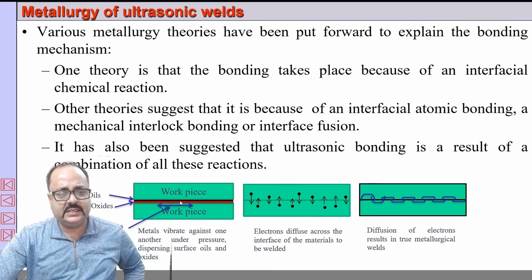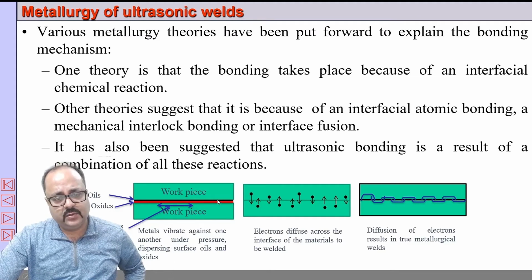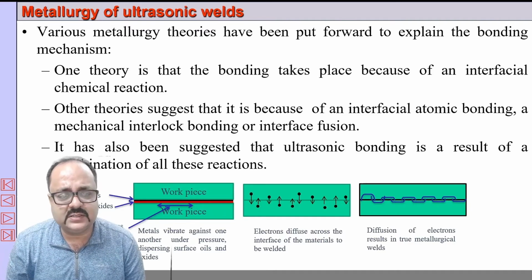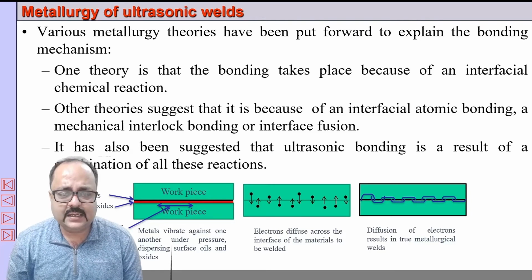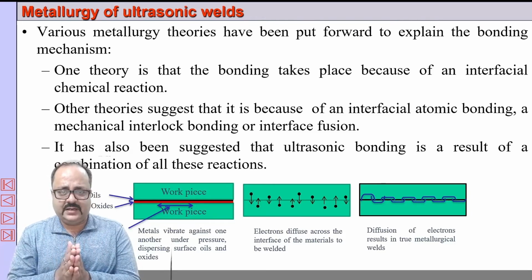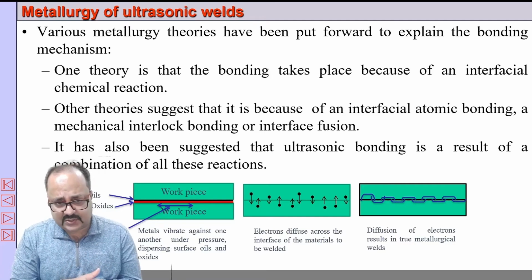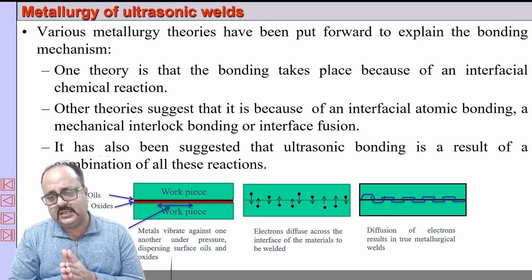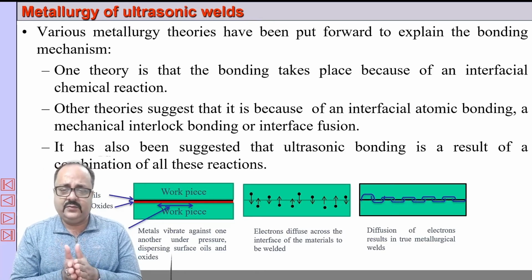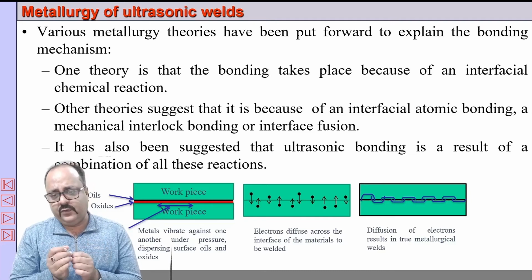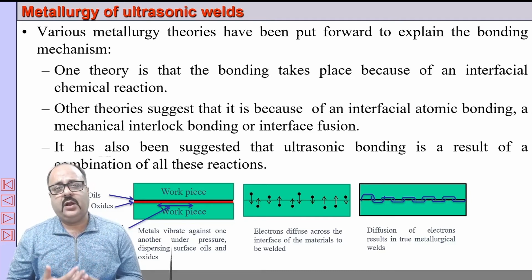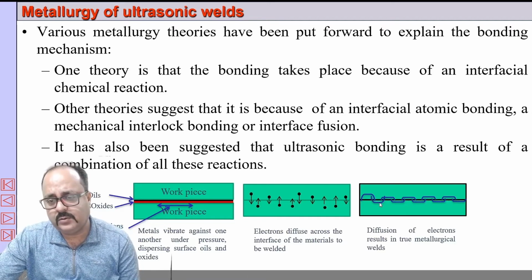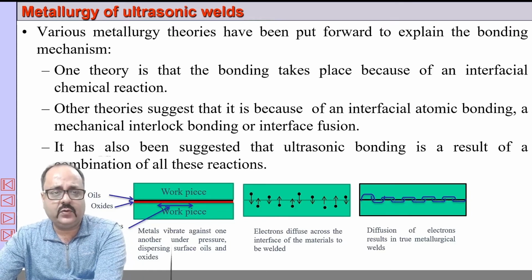So what actually happens here: due to vibrations, the oils and oxides are dispersed from the interface. Any kind of coating is also dispersed if the metal pieces have any coating. The asperities will be in contact with each other, and due to the rubbing action, due to the friction, the asperities will be abraded, and the area of contact will also increase. As the area of contact increases, the heat generated will be more, and atoms will try to diffuse. Simultaneously there will be recrystallization taking place, and because of the recrystallization you actually have a metallic bond. A true metallic bond, a true metallurgical bond, we call it, is obtained.